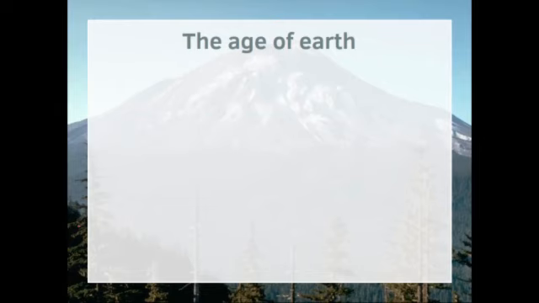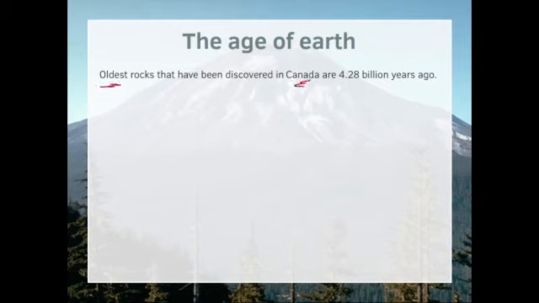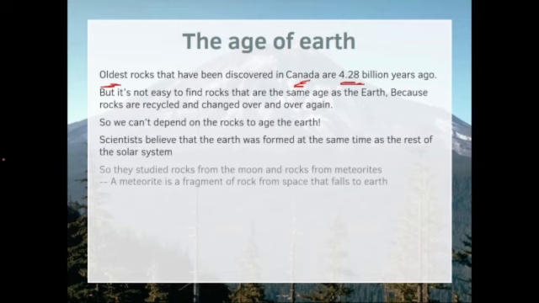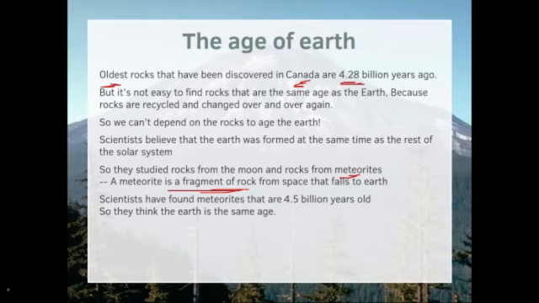Age of Earth. Scientists over the years needed to know the age of Earth, so they searched for the oldest rocks. They found them in Canada, and they found that their age was 4.2 billion years. But they thought that this may not be so accurate, and that the Earth is as old as the solar system. So they tried to study some pieces of rock called meteorites, and meteorites means fragments of rocks from space that fell to the Earth. And they found that when they studied a meteorite, its age was 4.5 billion years old. So maybe this is the same age as the Earth.